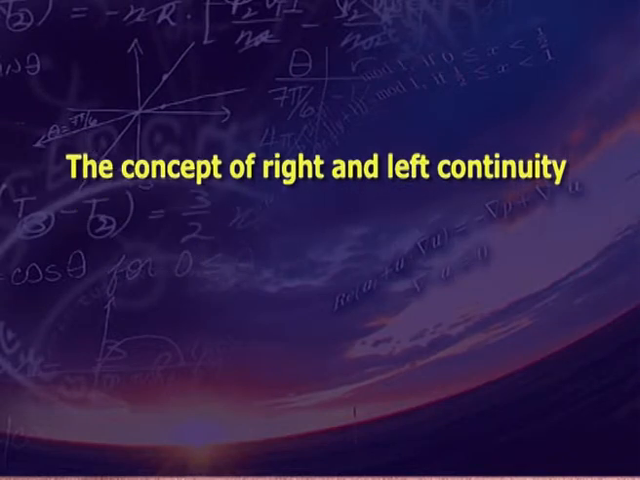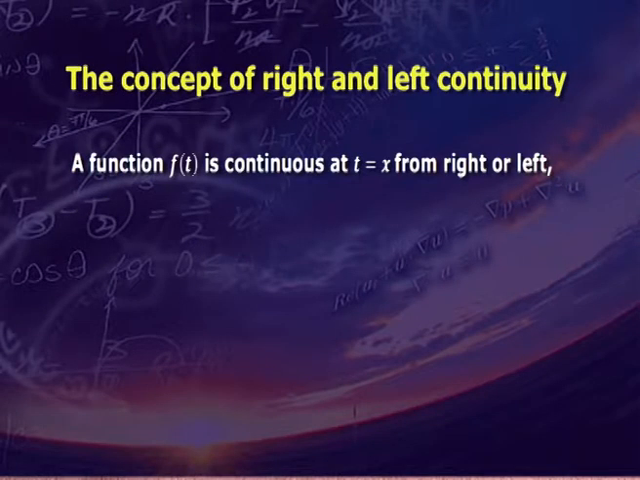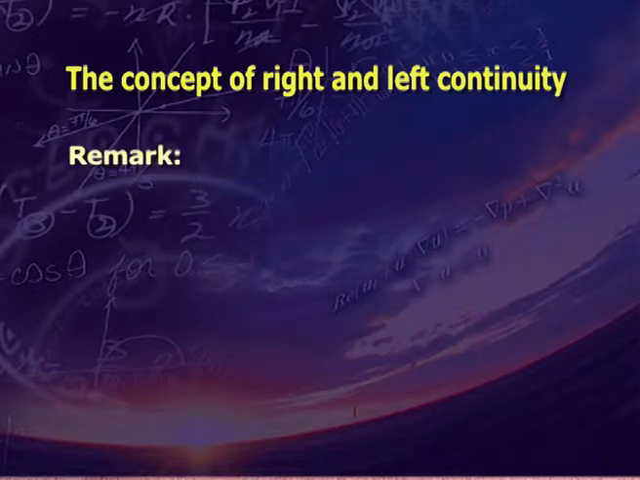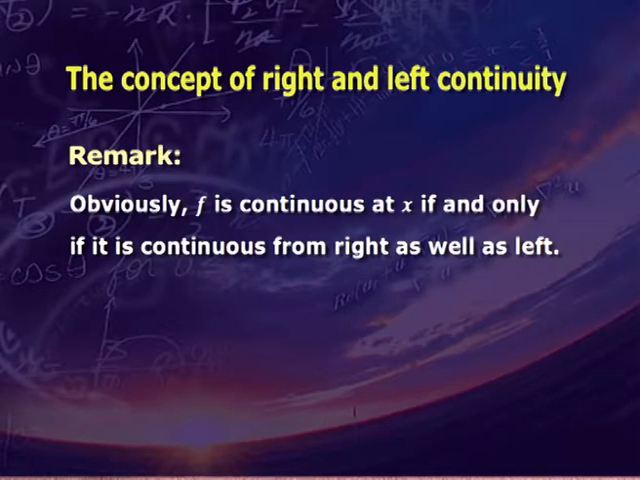The concept of right and left continuity. A function f(t) is continuous at t equal to x from right or left if the limit of f(t) as t goes to x plus is f(x), or the limit of f(t) as t goes to x minus is equal to f(x), respectively. Remark: obviously, f is continuous at x if and only if it is continuous from right as well as left.